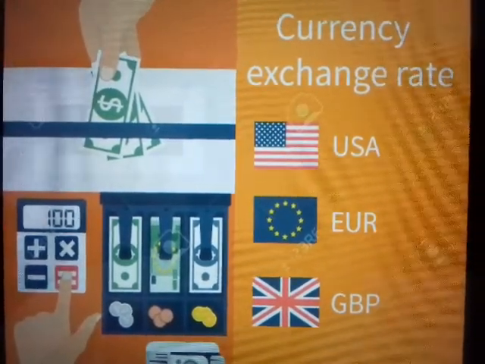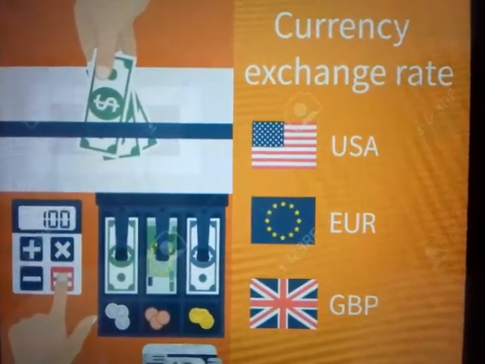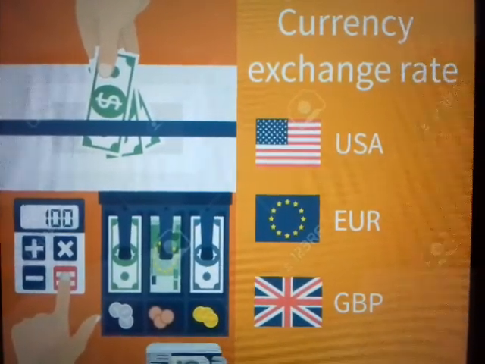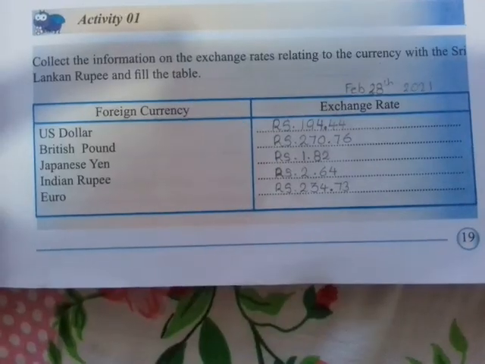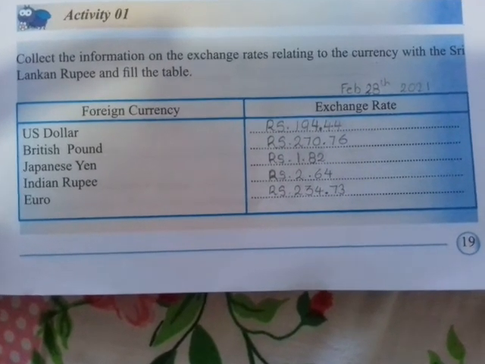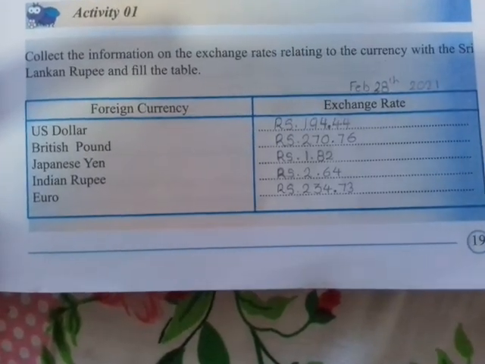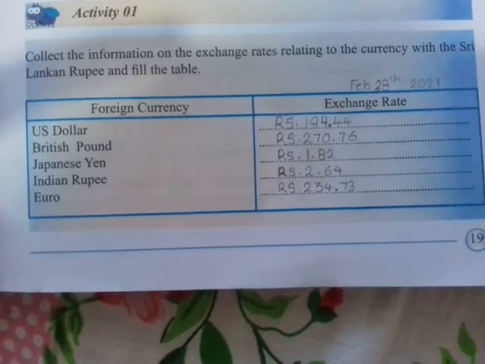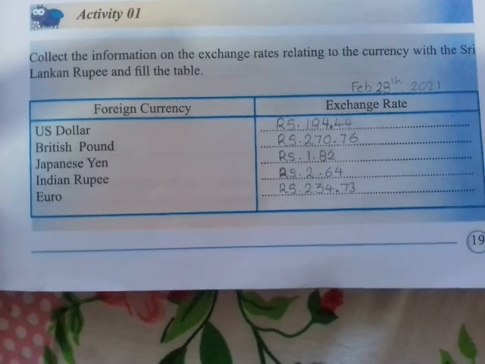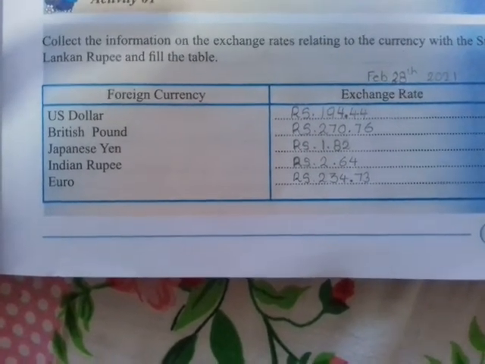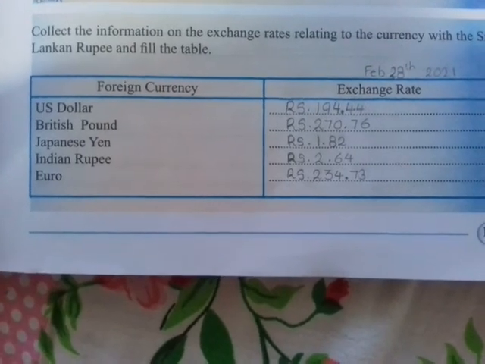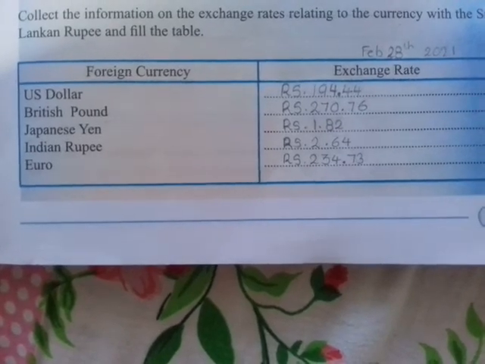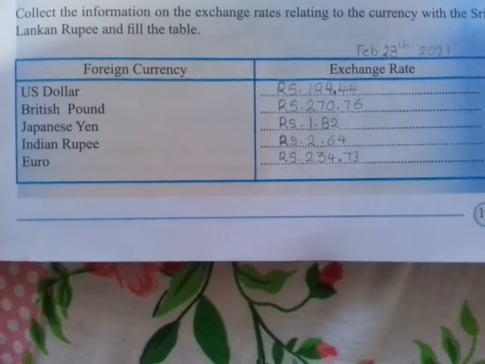So the rate at which the currency of one country is exchanged with the currency of another country is known as the foreign exchange rate. On page number 19, activity 1, you have been asked to collect the information on the exchange rates relating to the currency from Sri Lankan rupees and fill the table. Here you have been given the foreign currencies: US dollar, British pound or sterling pound, Japanese yen, Indian rupee and euro.